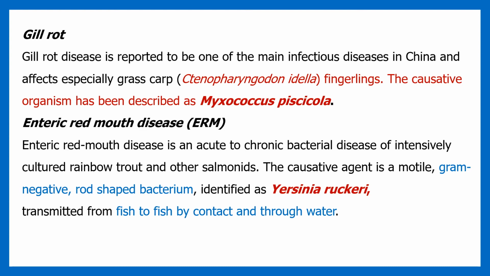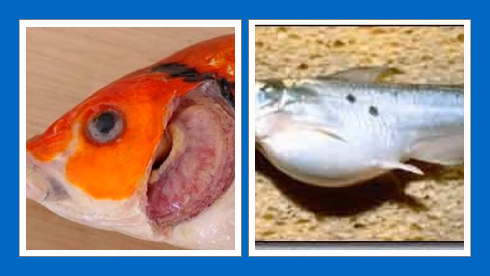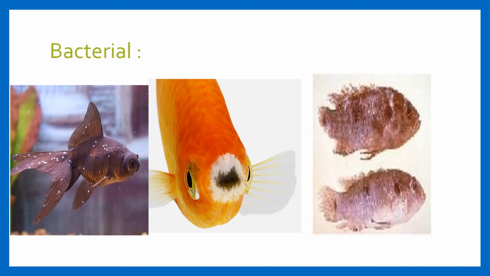Enteric red mouth disease is an acute and chronic bacterial disease of intensively cultured rainbow trout and other salmonids. The causative agent is a gram-negative rod-shaped bacterium, Yersinia ruckeri, and this disease spreads from fish to fish and is highly contagious. Here you can see diagrams of gill rotting in goldfish due to Yersinia ruckeri, and this is the distended stomach, again a symptom of bacterial infection.